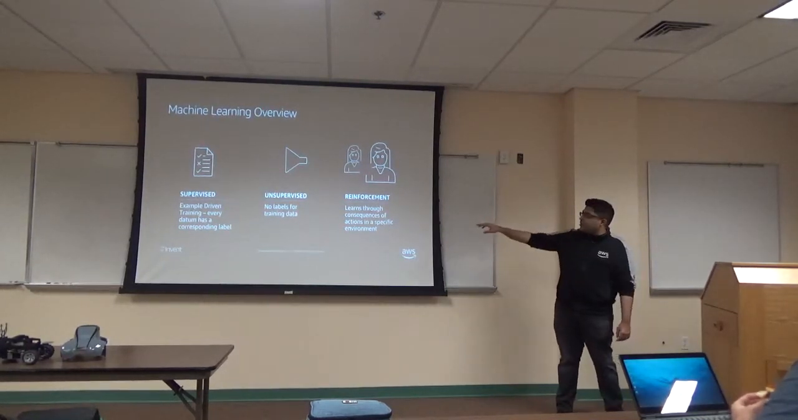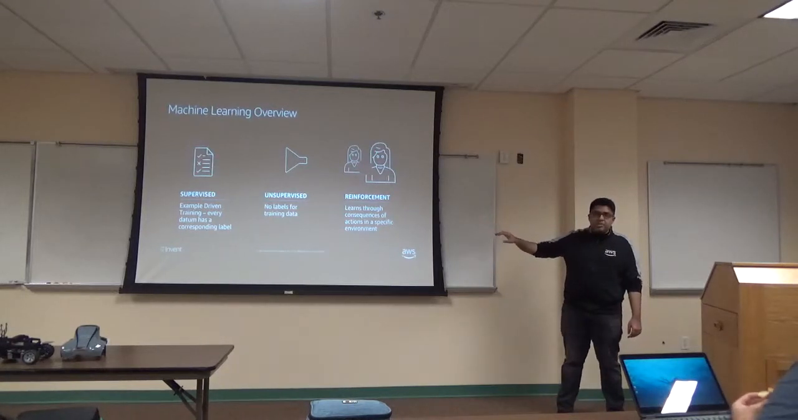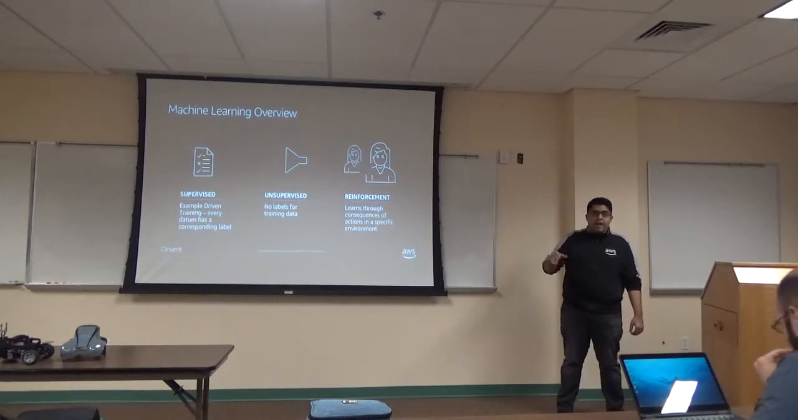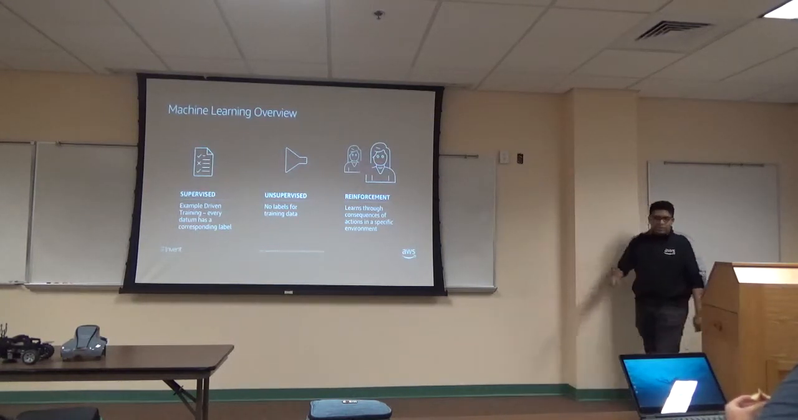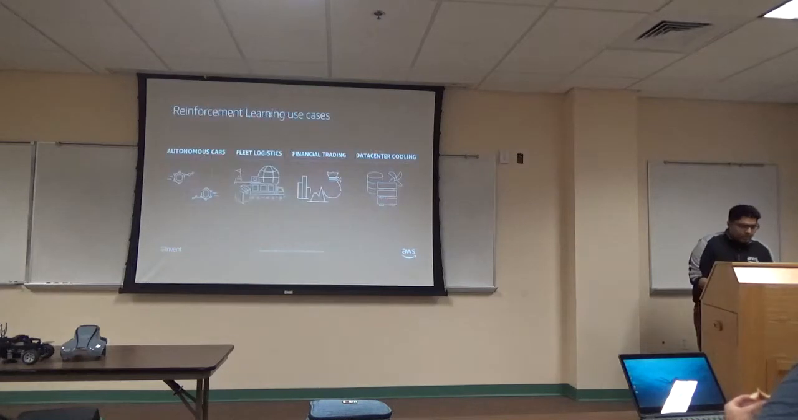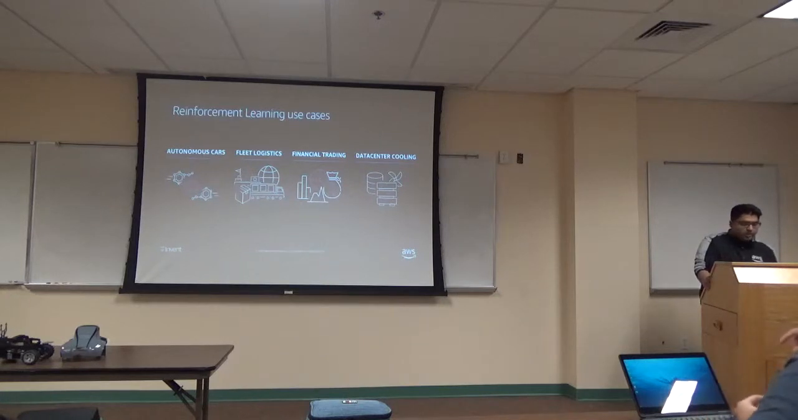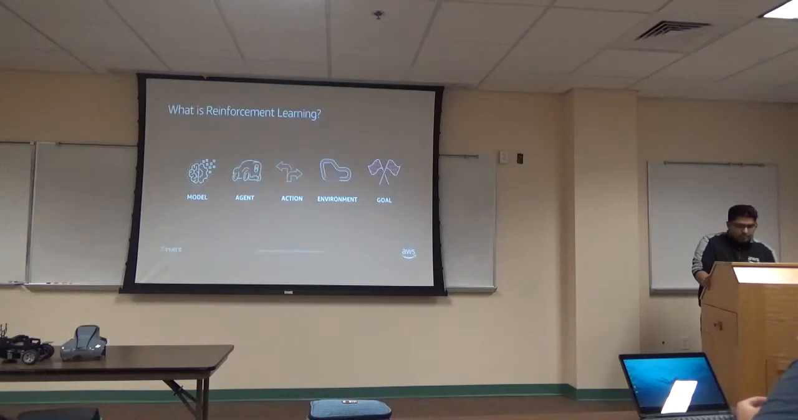And then we have reinforcement learning, which is really cool, which is learning from the consequences of actions in a specific environment, kind of like us. And so this car also follows that. Some popular use cases of reinforcement learning: autonomous cars, fleet logistics, which is making delivery efficient or trying to optimize delivery times, financial trading, and then data center cooling and HVAC systems. Kind of the four big use cases we see with reinforcement learning.